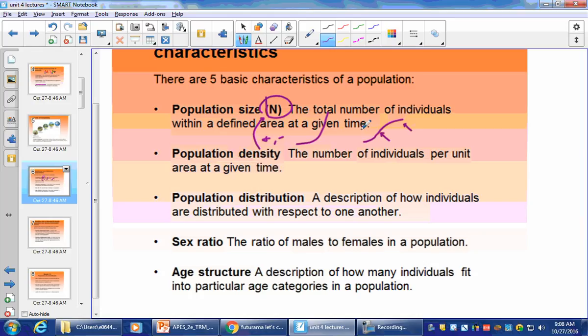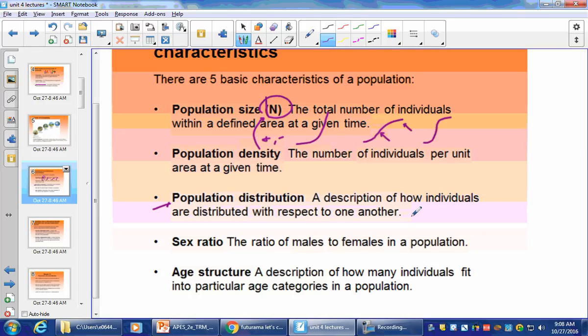So population density, the more dense my population is, the higher the J-curve can be, the steeper the J-curve can be, right? A population distribution: a description of how individuals are distributed with respect to each other. So this right here, you kind of have proximity based on comfort or maybe protection, right?